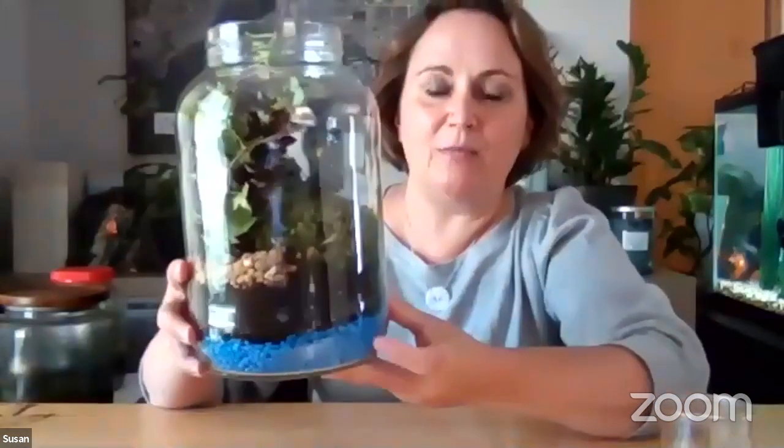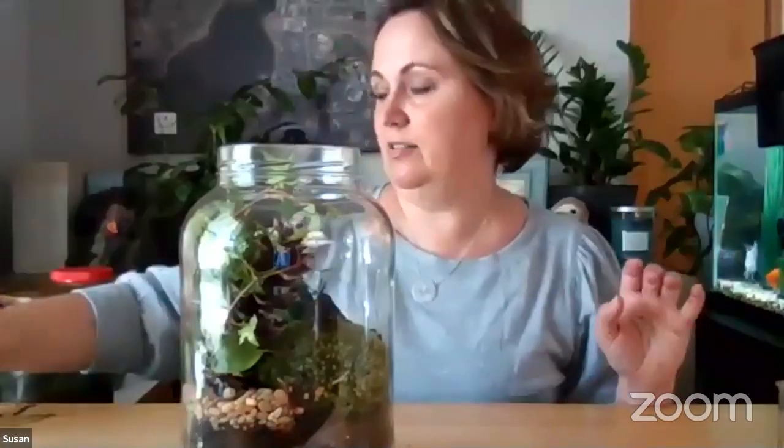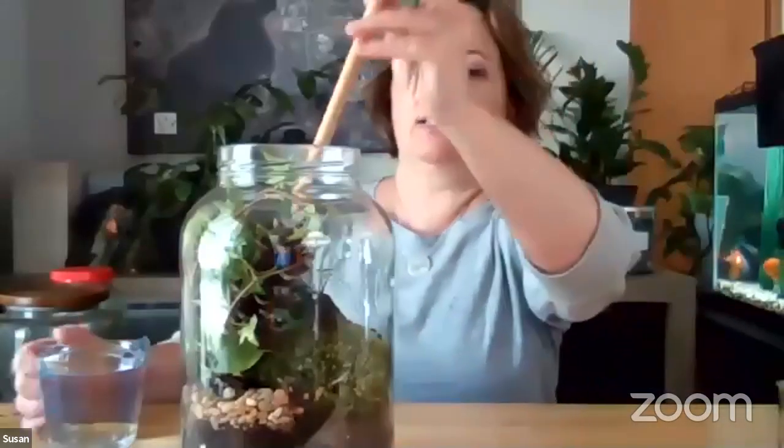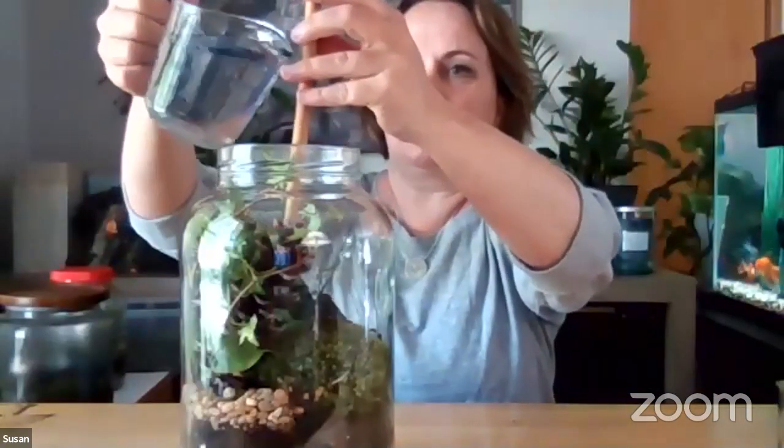We have a resounding answer to what we're missing, and it is water. It is water, right. So earlier I talked about the importance of that gravel down in the bottom. That's where our water is going to drain down through. So as I add the water, we can talk a little bit about the water cycle. Also, if I just pour it in from the top, it could splash on the inside of the glass and potentially leave little water droplets. So I'm going to use this straw to guide the water down in there.